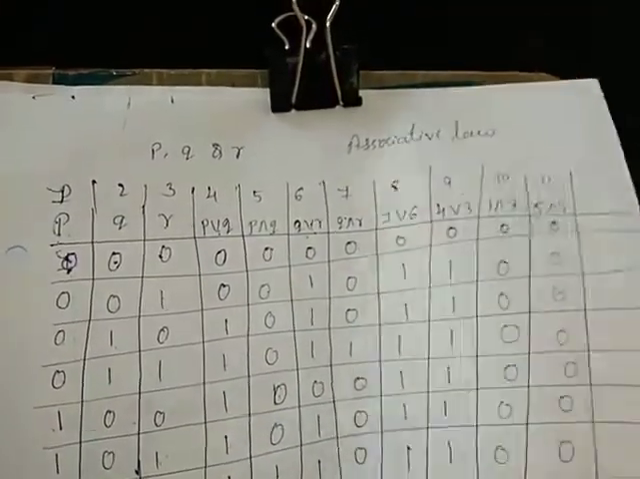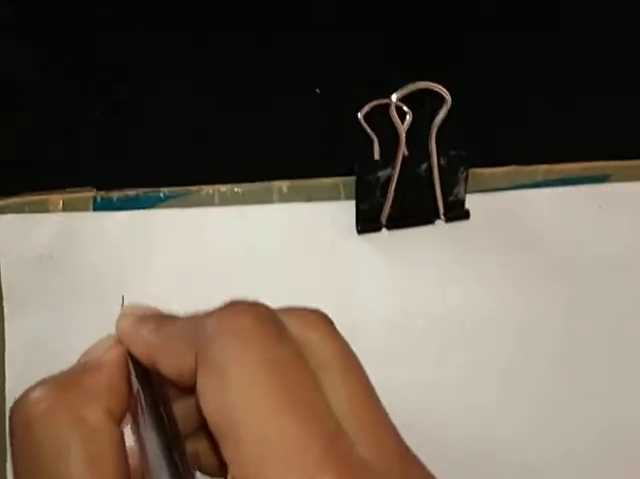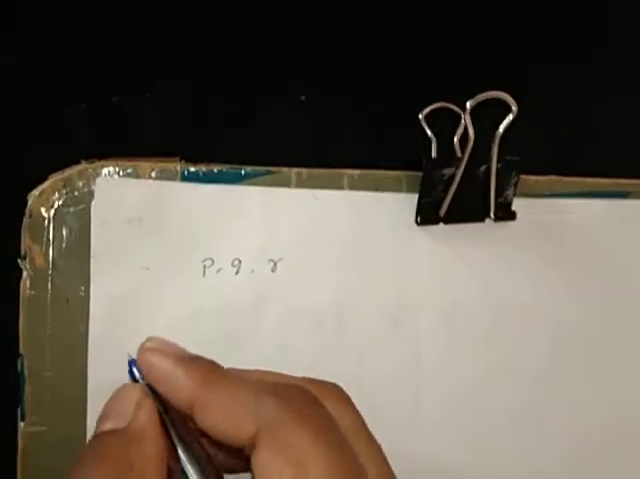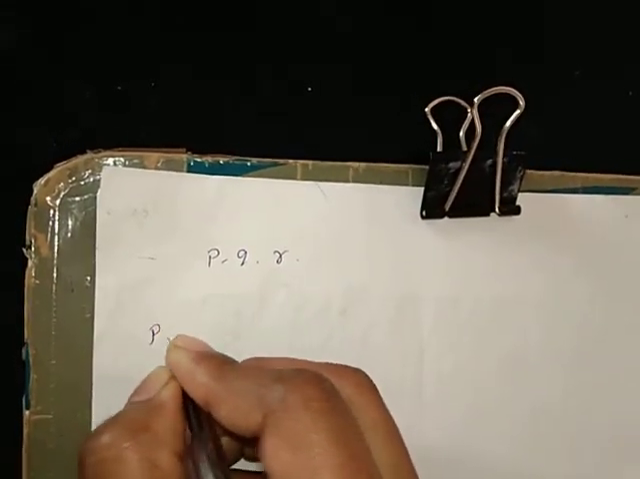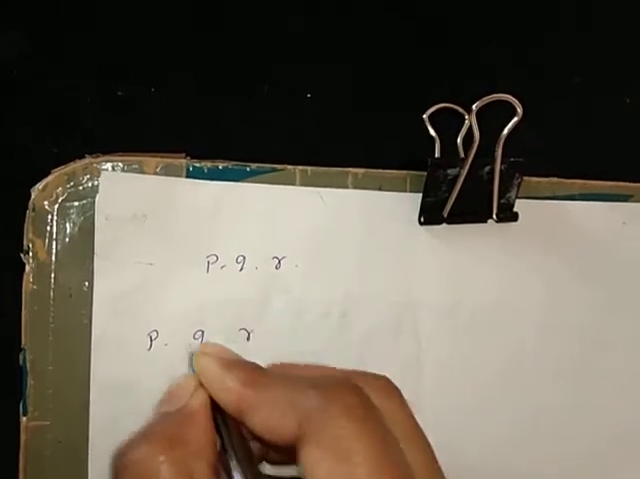Again, for any three propositions P, Q, R, we are constructing the table for P, Q, R.